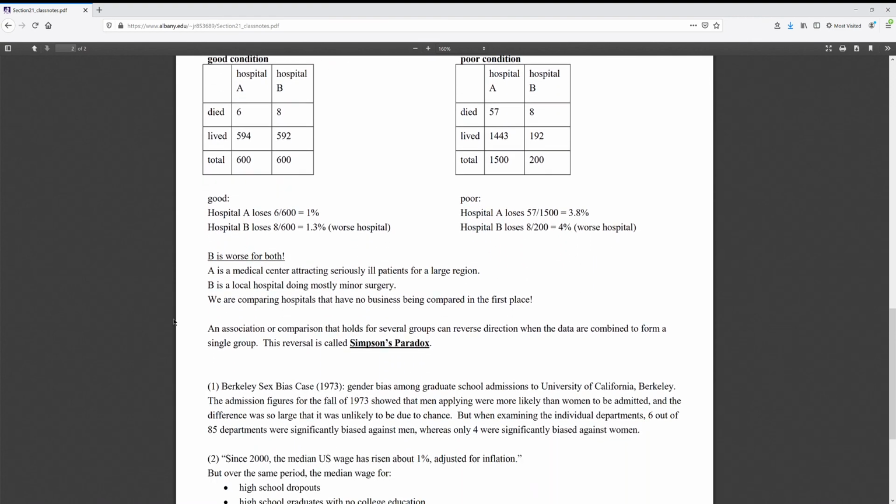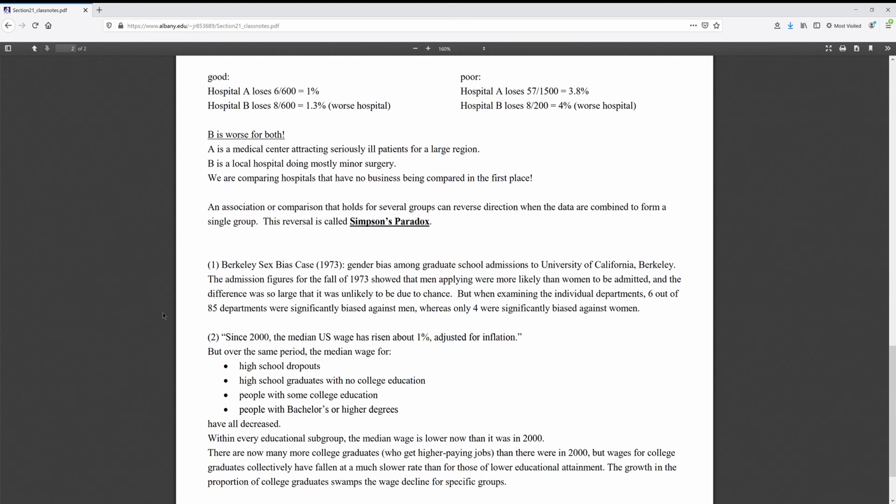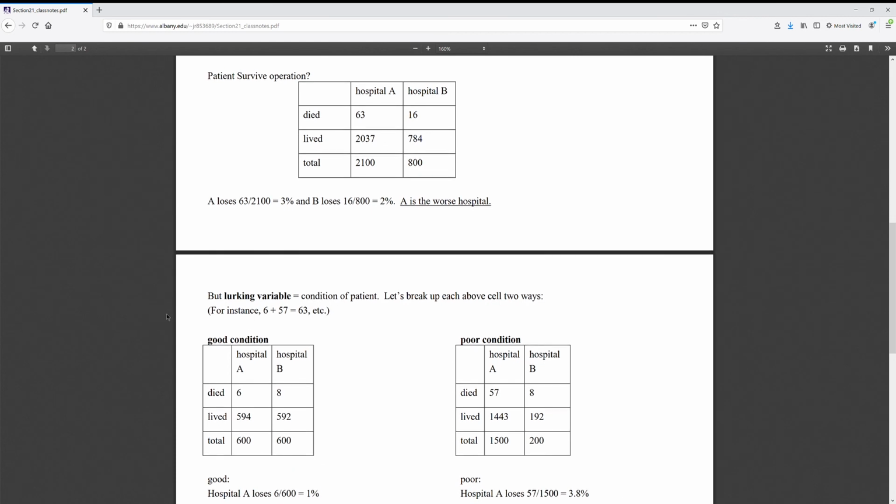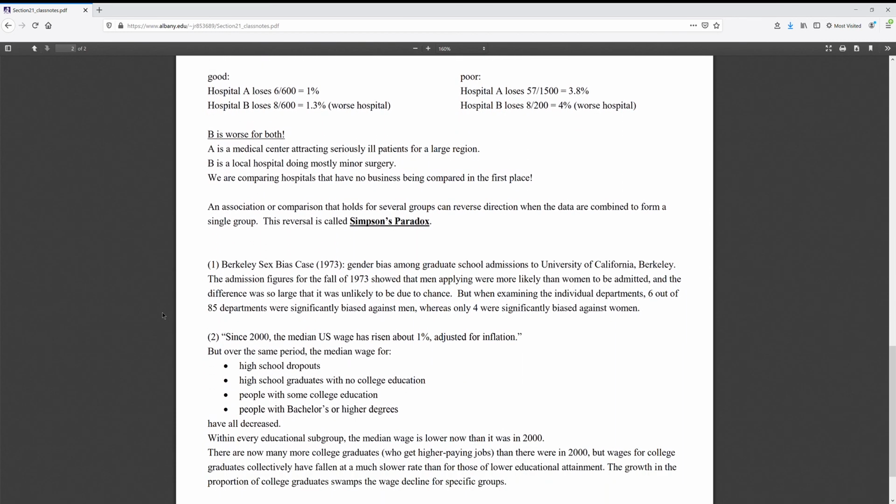There are some interesting historical examples of Simpson's paradox. The hospital one is the corny one that we usually teach in statistics courses. The Berkeley sex bias case, 1973, gender bias among graduate student admissions to University of California, Berkeley. The admission figures for the fall of 1973 showed that men applying were more likely than women to be admitted, and the difference was so large that it was unlikely to be due to chance. Well, we talked about hypothesis testing. However, when examining the individual departments, 6 out of the 85 departments were significantly biased against men, whereas only 4 were significantly biased against women.